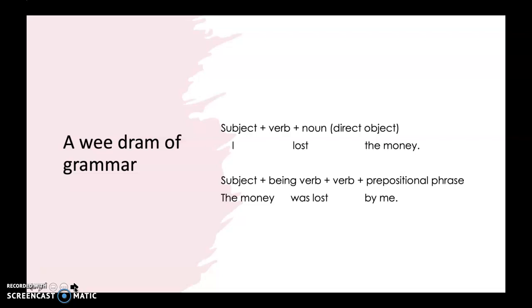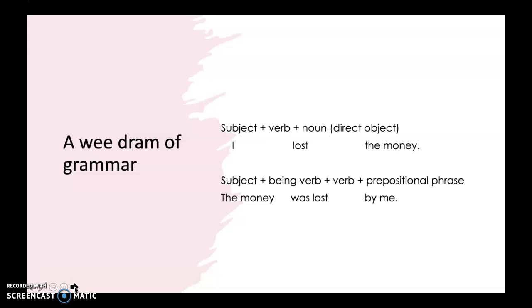We don't really need that prepositional phrase there in order to convey that information, and we've talked about that in our classes already about how too many prepositional phrases can clutter up a sentence. But in this case, the emphasis on the money instead of on the person who lost the money requires that we have a prepositional phrase at the end. The money was lost by me.